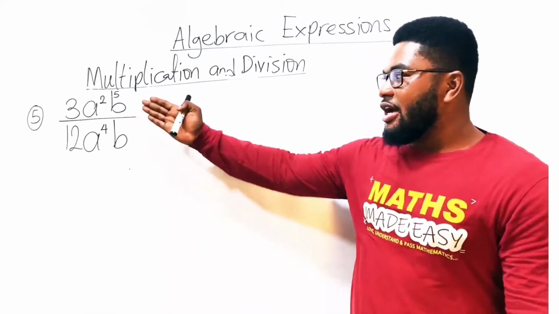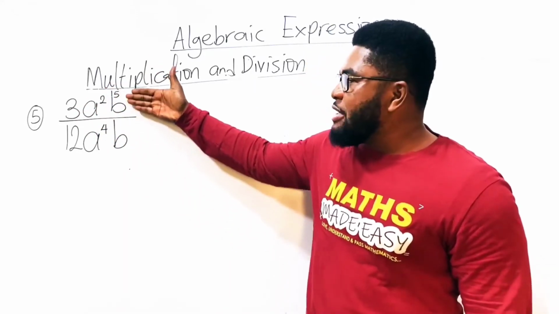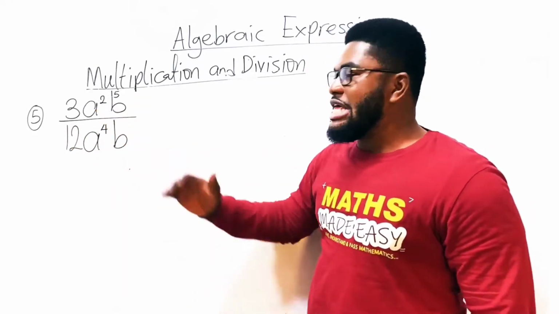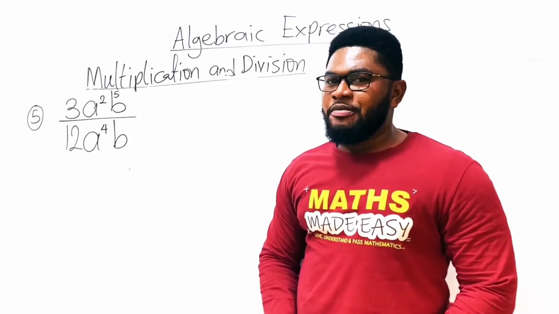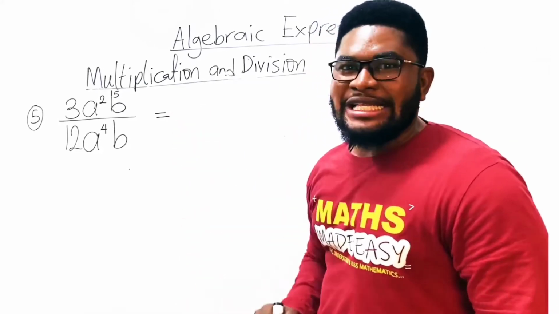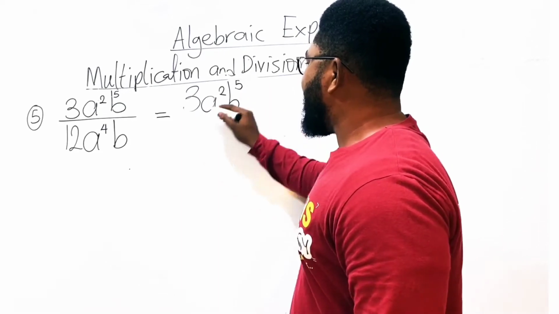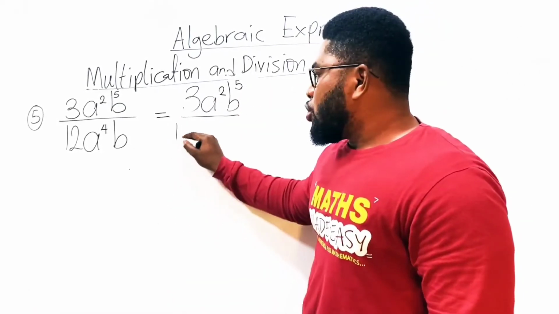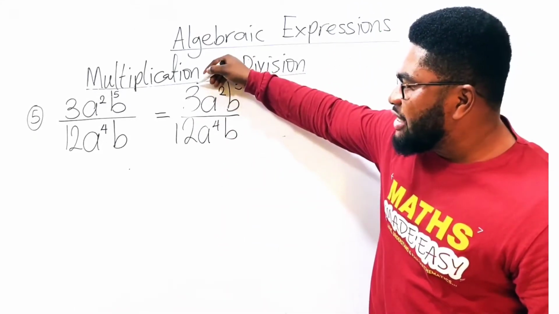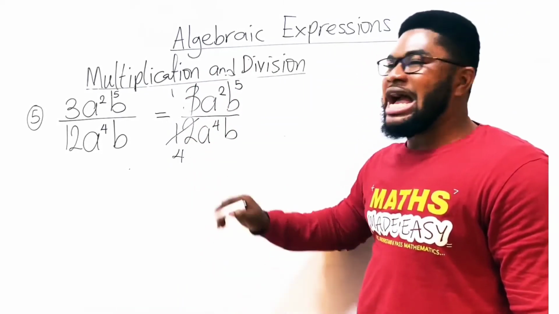Let's take a look at the 5th question, which says simplify 3a squared b power 5, all divided by 12a power 4b. Now I want to use the cancellation method to make it easier for us. So let's rewrite the entire question again. 3a squared b raised to the power 5, all divided by 12a power 4b. Now, the coefficient 3 will go into itself 1 since it's the least. Then it will go into 12 4 times.